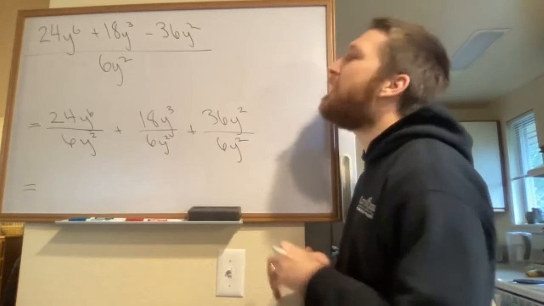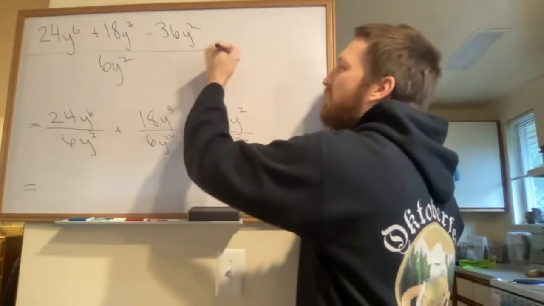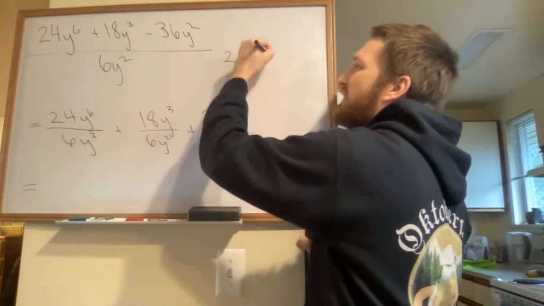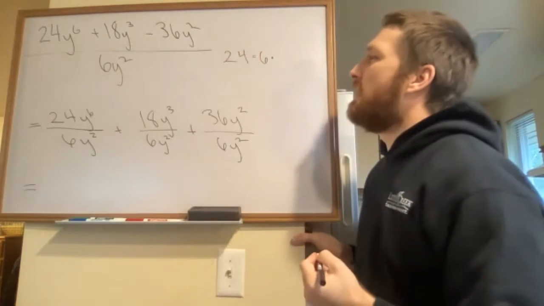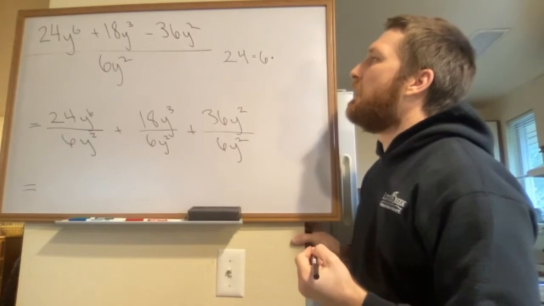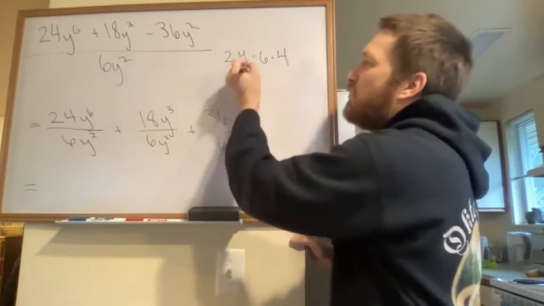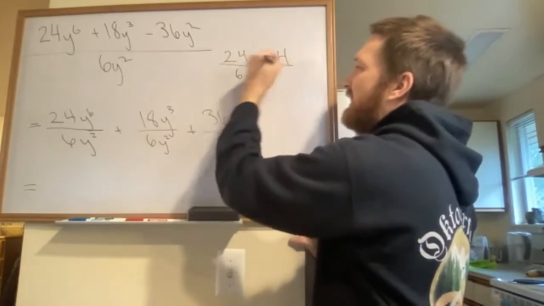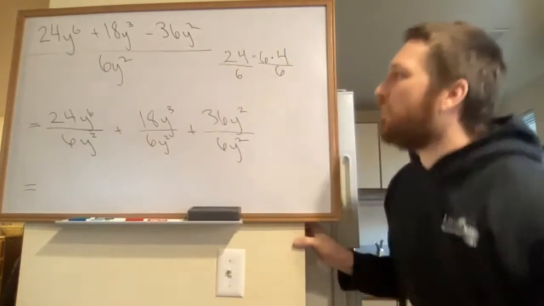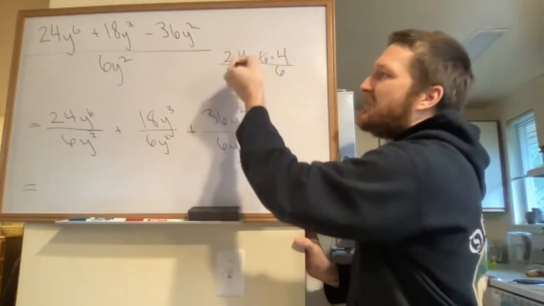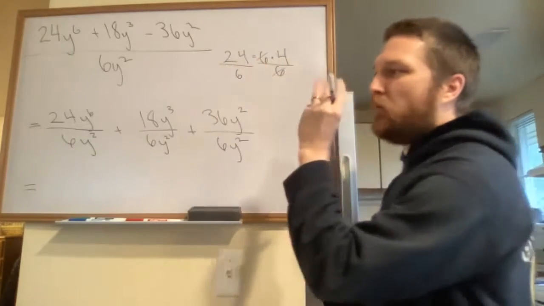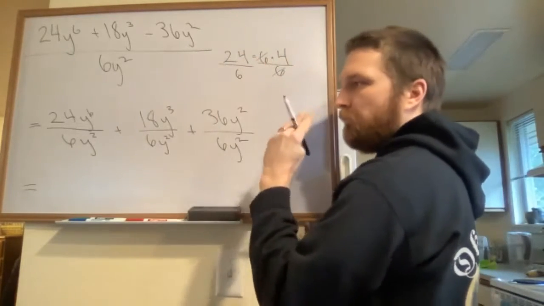That's all right. 24 is 6 times some number. It is 6 times 4. And so 24 divided by 6 is the same thing as 6 times 4 divided by 6. So the 6's cancel, and I'm left with only a 4. Okay.